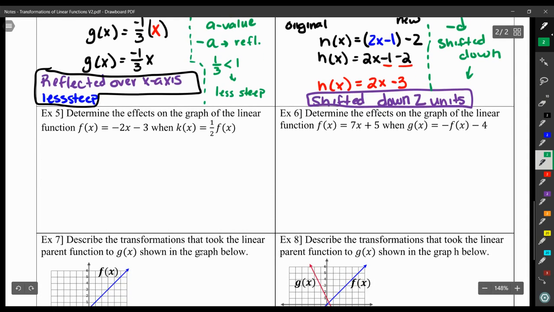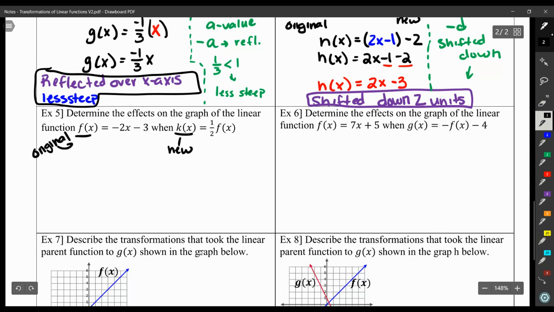Let's look at number 5, and then you'll try number 6 on your own. So number 5, determine the effects on the graph of the linear function f of x equals -2x minus 3 when k of x is equal to 1/2 f of x. Okay, so let's look. This is the original, and my new function is k of x.